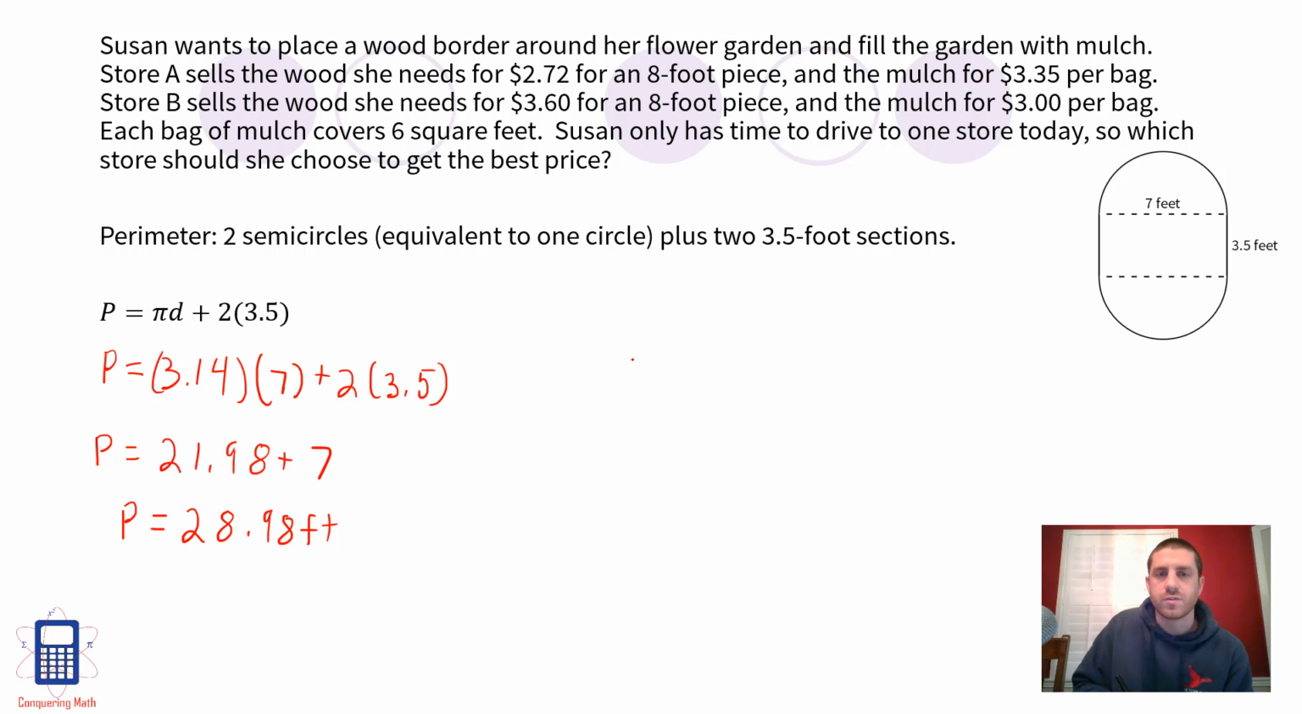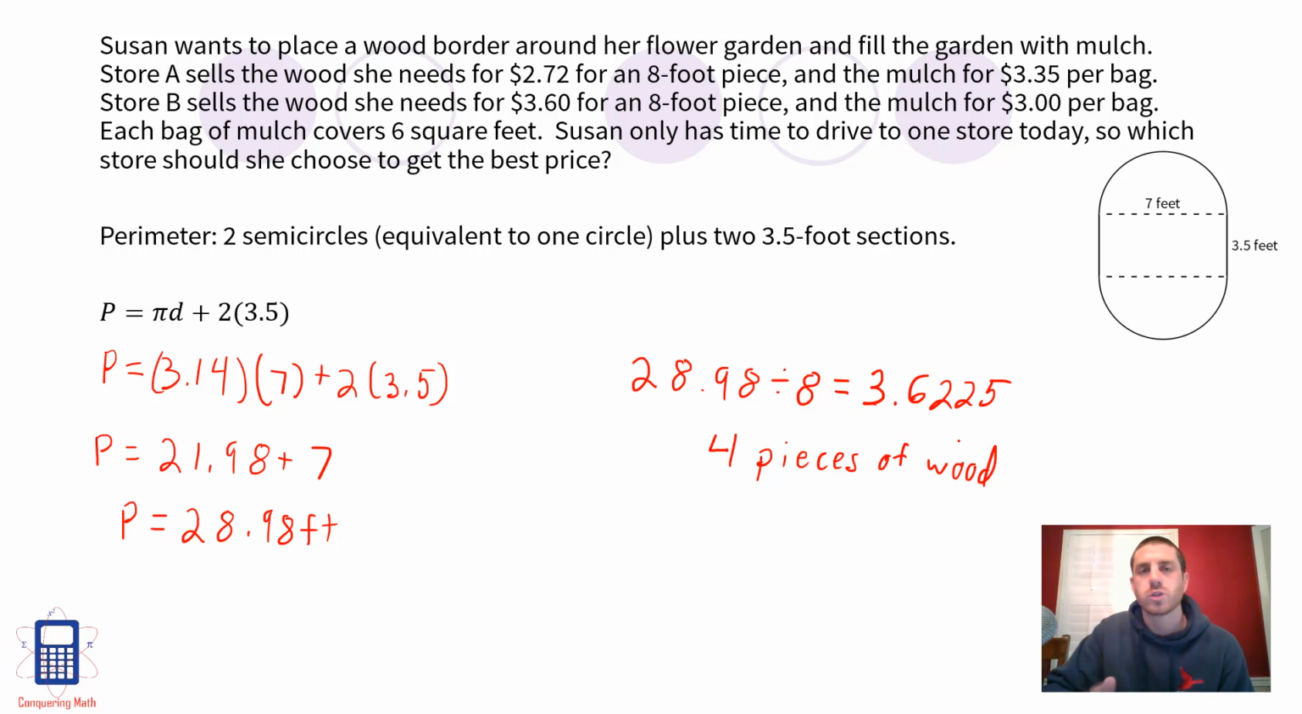So we will go ahead and divide 28.98 by 8 to figure out how many sections she needs. And 28.98 divided by 8 is 3.625. And since she can't buy part of a section of wood, she needs 4. So she needs 4 pieces of wood. So that sets her up with how much wood she'll need to buy.